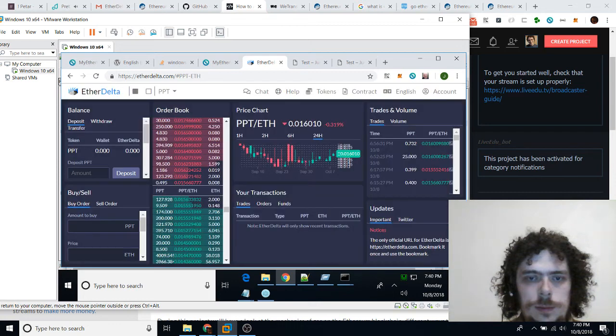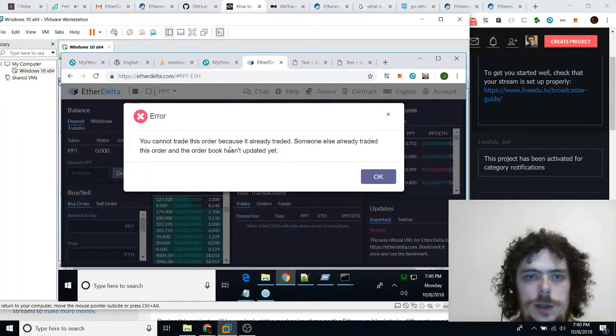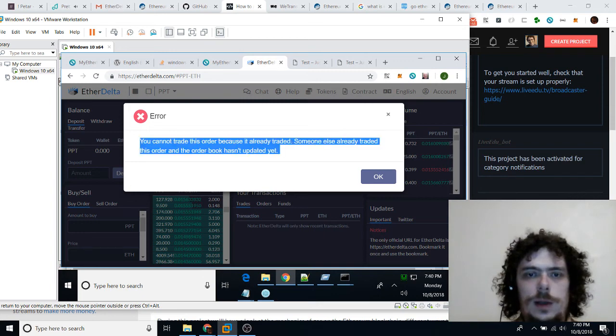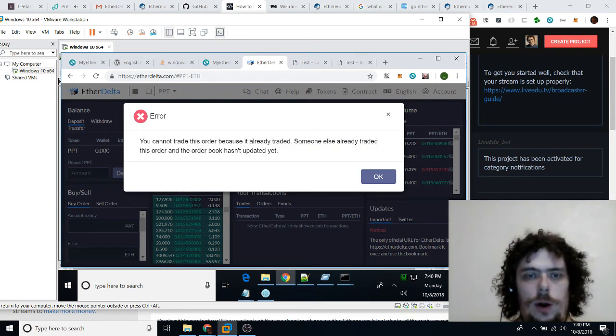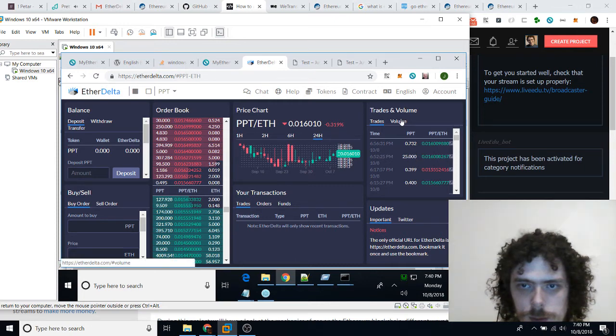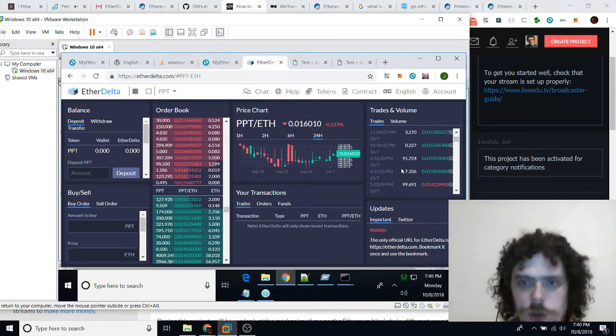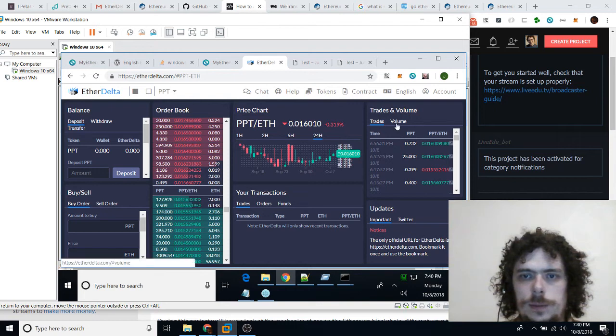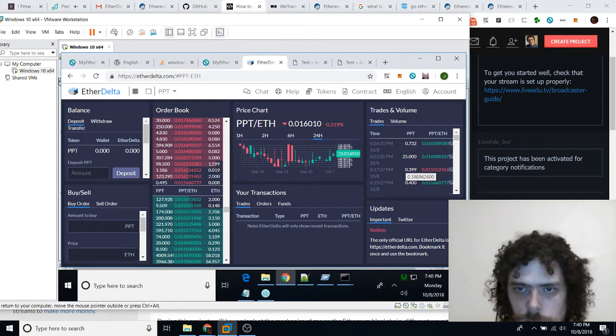Let's try. Oh, look at that. You cannot trade this order because it has already been traded. Somebody beat us to it, and it's not even on the order books anymore because it was such a good order. Meaning that that person who traded it, if we can find it over here. It was traded so recently, it's not even in the trade list. But I bet you if somebody paid a ton of gas to get that price. I wonder if we can find another order for somebody that paid a good price and check it out on Etherscan.